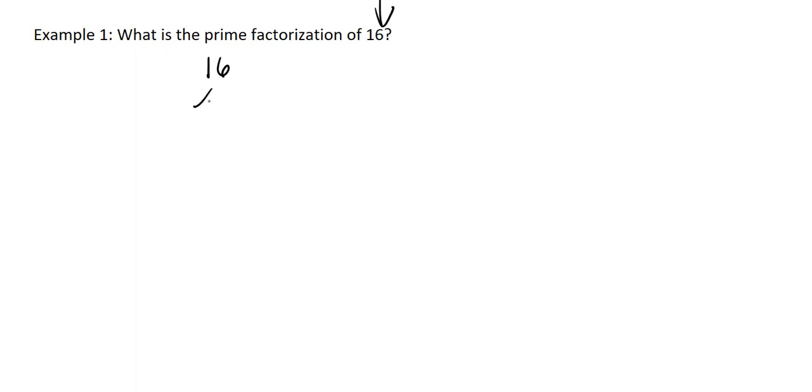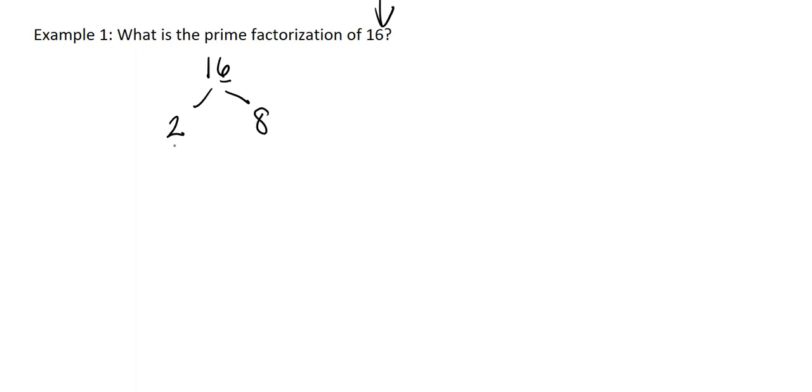Now, going back to an earlier lesson when we talked about divisibility tests, we can start looking at those prime numbers in our divisibility test and see how we can break this down. So 16, we see that it ends in a 6, so we know it's even. Therefore, we can divide it by 2. So 16 divided by 2 is equal to 8.